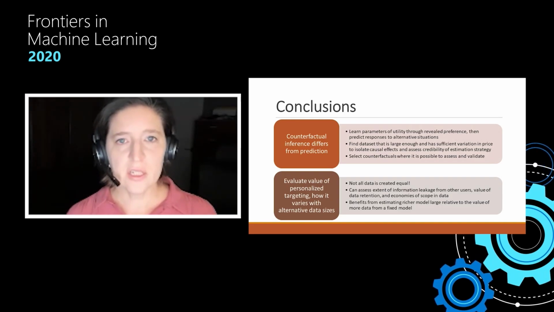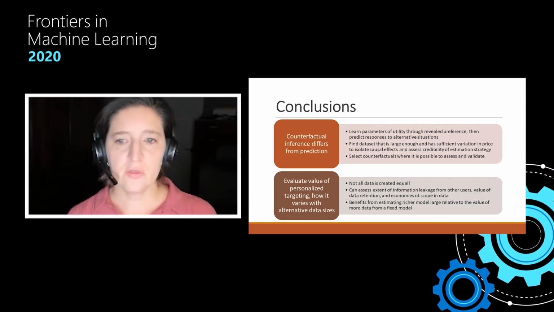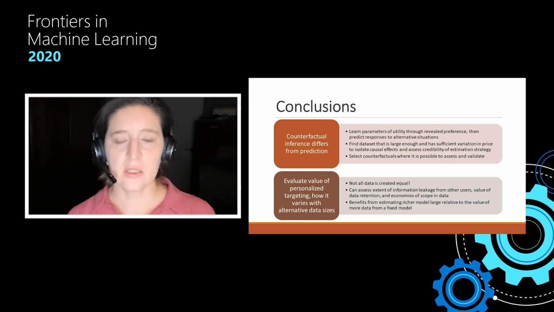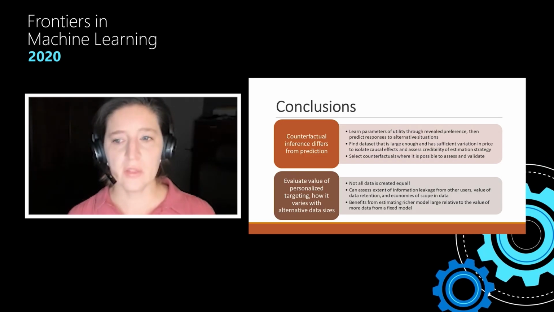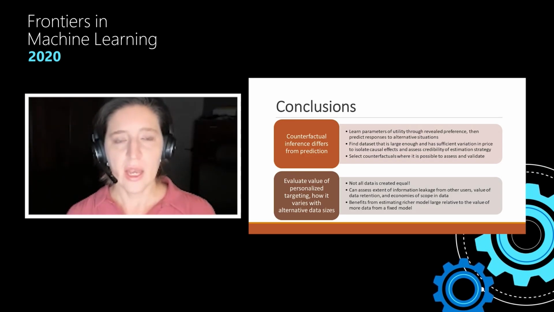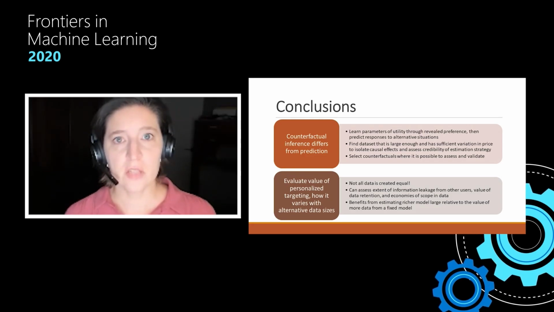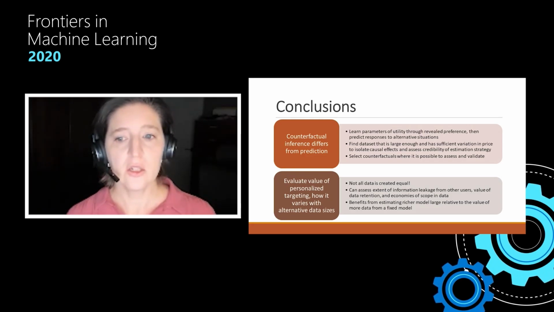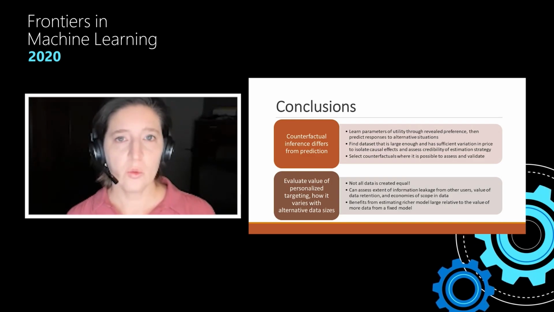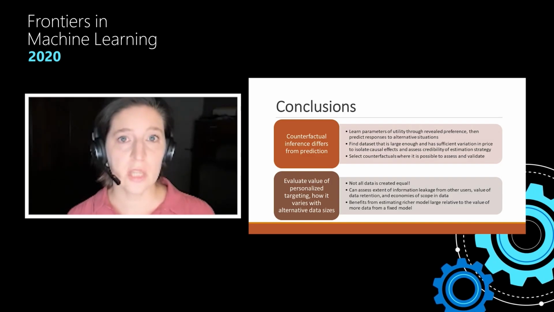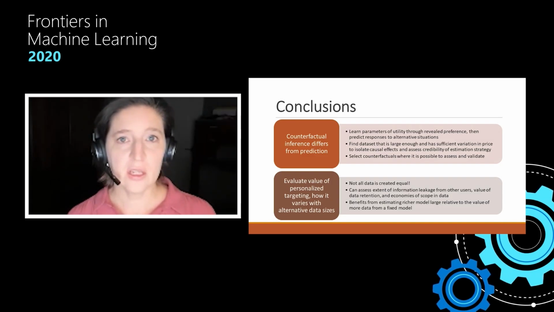It's important to find a data set that's large enough and has sufficient variation in price to isolate the causal effects of prices and also assess the credibility of the estimation strategy. And it's also important to select counterfactuals to study where there's actually enough variation in the data to be able to assess and validate whether your estimates are right. And so I illustrated two cases where I was able to use test set data to validate the approach.